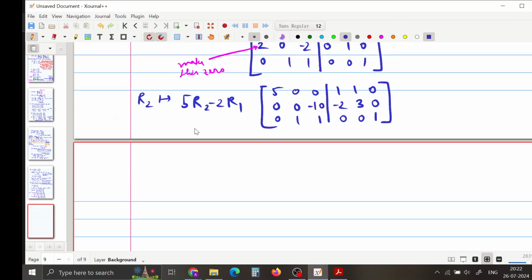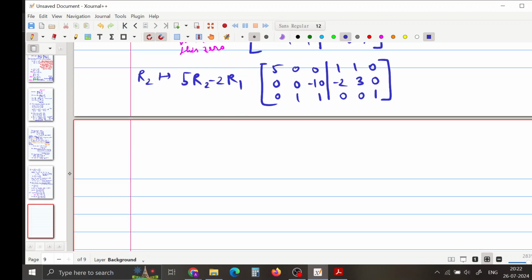Now what we can do is, you see, in the second row of the left half we have 0 0 minus 10. So it's very similar to the third row of the identity matrix. The third row of the identity matrix is 0 0 1, right? So we can simply bring this second row to the third row. We can exchange the second and third rows. Okay, so we'll do that. Second and third row swap, which gives you 5 0 0 1 1 0.